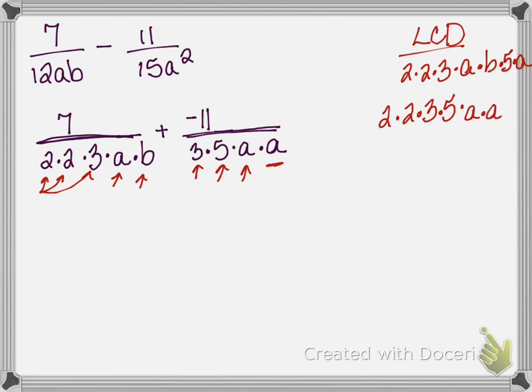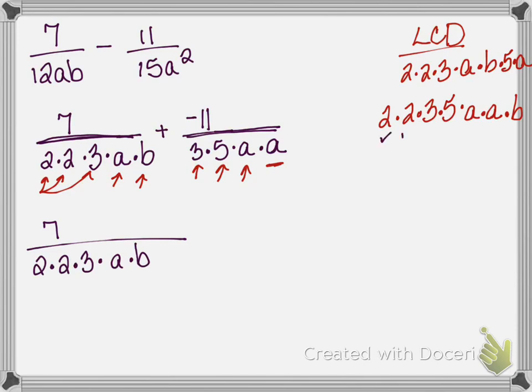A times B. Now, eventually, we'll multiply all that out, but we're not there yet. We're not ready to multiply it all out. The reason is it's easier to find out what I'm missing when it's broken down. So I have 7 over 2 times 2 times 3 times A times B.